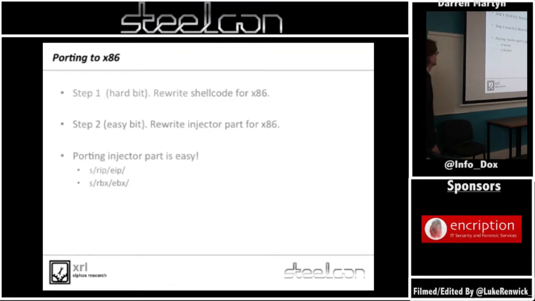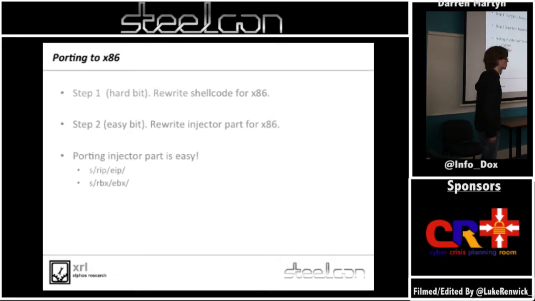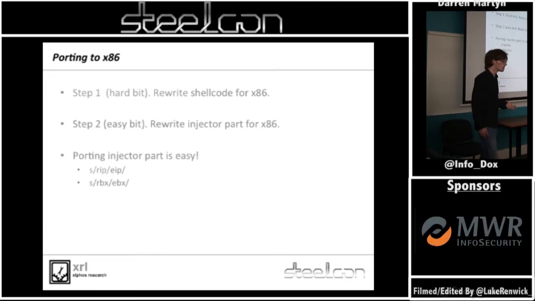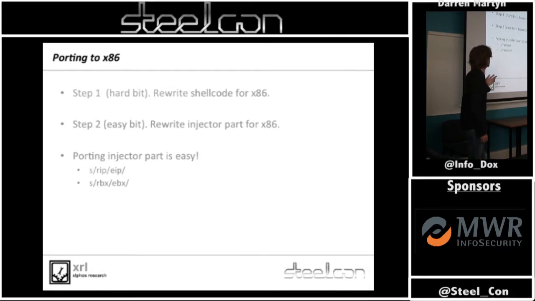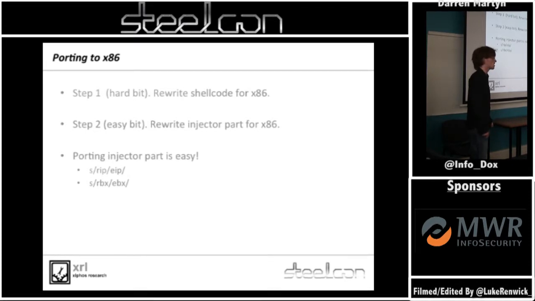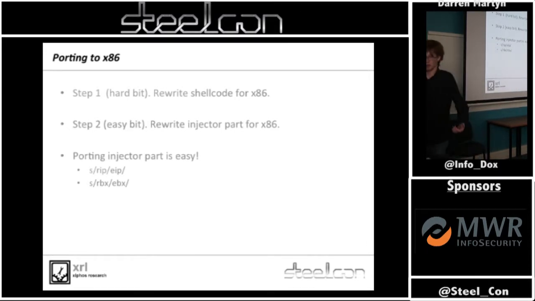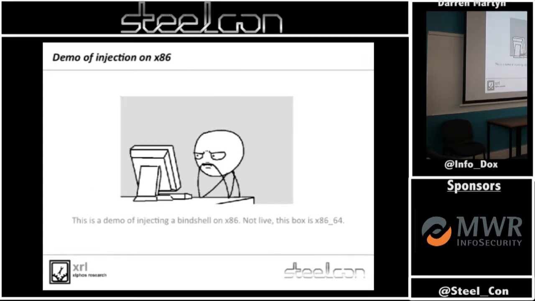So, porting this to x86, we've been working with x64. We've got 2 steps. The hard part is rewriting our shellcode for 32-bit, and that takes most of the time. The easy bit is rewriting the injector part. Porting the injector, which was the Python bit, is literally replacing RIP with EIP and RBX with EBX. When I sat down and did this, I thought, this can't be this easy. Then I realized it's actually really cool. I can just add a new architecture with like 2 lines of code. You just swap out the bits and sort it.